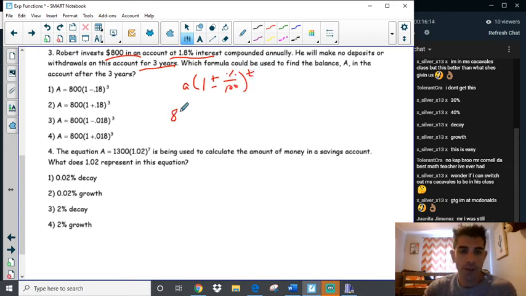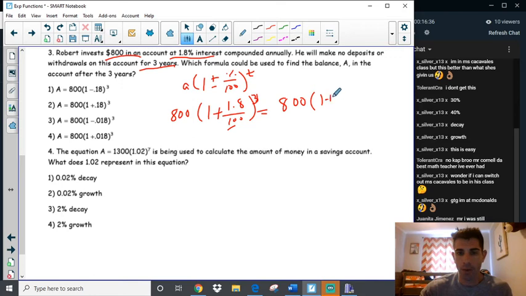So our initial value on our account was 800. We are going to be adding, because it's interest. The percent was 1.8 over 100. And then the time we said here was 3 years. Okay, now you take your time again, because this is the part where people just kind of try to look at the multiple choice that they gave you, and then you just kind of mess them all up. 0.018 to the 3, because 1.8 divided by 100 is 0.018. 800, 1.018 to the 3, because again you have to add.